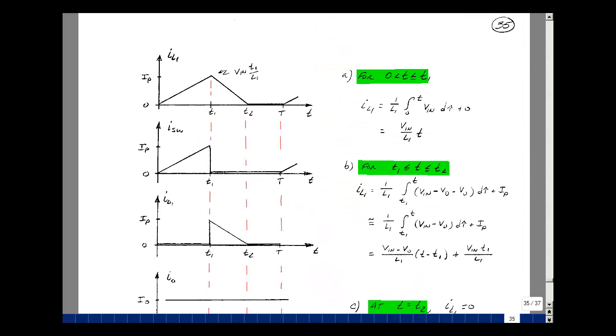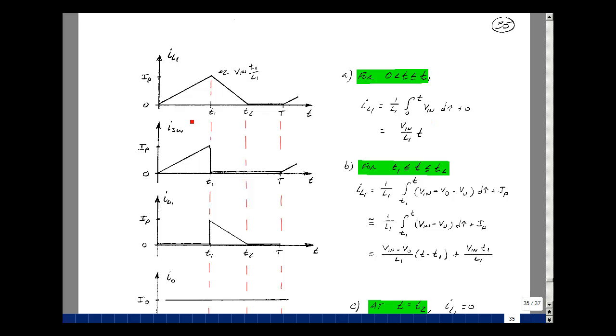Let's assume we're in steady state. We charge up the coil, we discharge it. There's a period of time where the current in the coil is 0, and then we repeat the cycle again. So we're starting out with a 0 initial condition. Calculate again the current in the coil. It's going to be the voltage across the coil, which is Vin when the switch is closed.